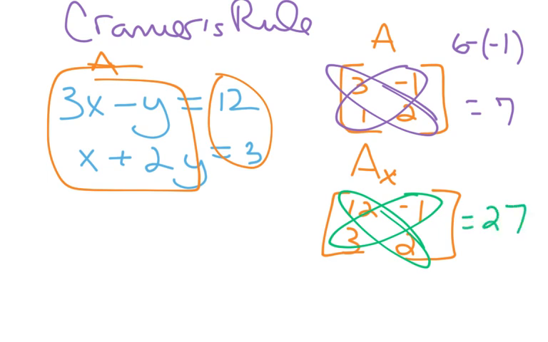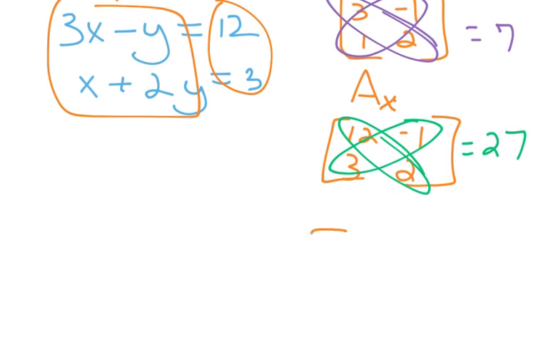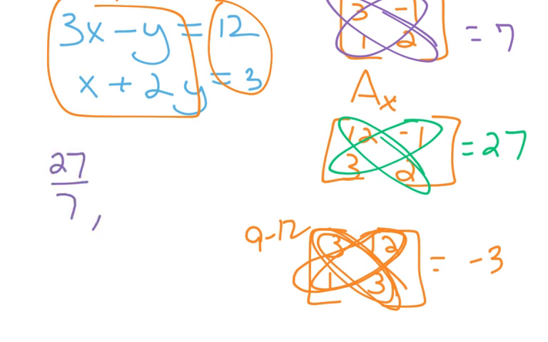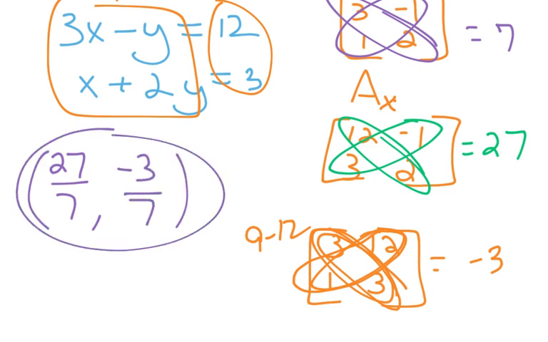And then do the same thing for Y. The X's are back to the same, and now the Y's are replaced with 12 and 3. So determinant here: 3 times 3 is 9, 1 times 12 is 12. So 9 minus 12, which gives you negative 3. Then our solution is X is 27 sevenths, we're dividing those, and Y is negative 3 sevenths. That's your solution. You could do that with elimination, but I'm going to ask you for Cramer's rule.